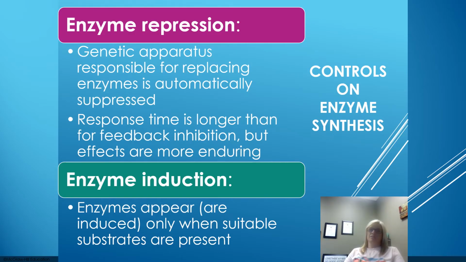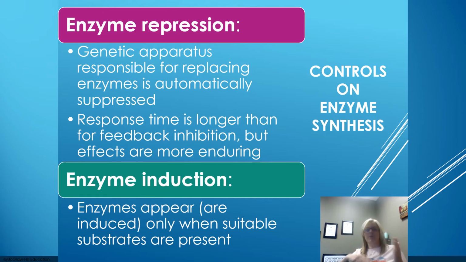Another way to regulate enzymes is to control whether or not they are made. Enzymes are recyclable, but they don't last forever. They do have to be replaced at some point. So we can actually repress or stop synthesis of a particular enzyme. In enzyme repression, the synthesis process is stopped in one portion of the pathway.